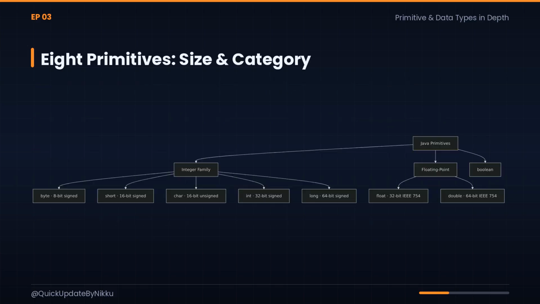Grouping the 8 primitives by category makes the landscape easier to memorize. The integer family contains 5 types, including char, which is technically unsigned. The floating point family contains float and double. Boolean stands alone because it has no numeric meaning and no defined bit width in the JVM specification. This taxonomy will guide the order in which we deep dive into each type.